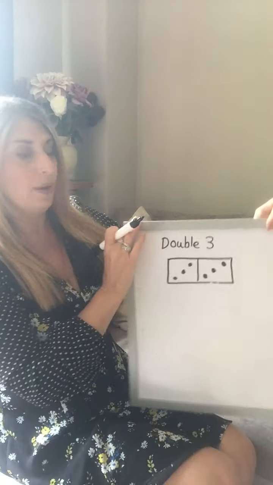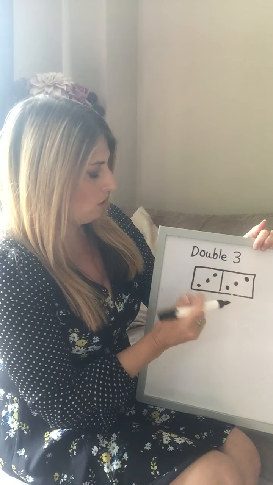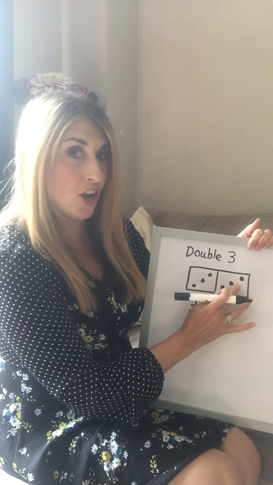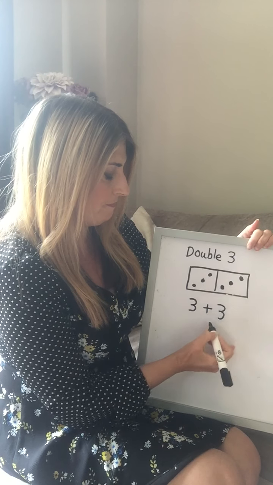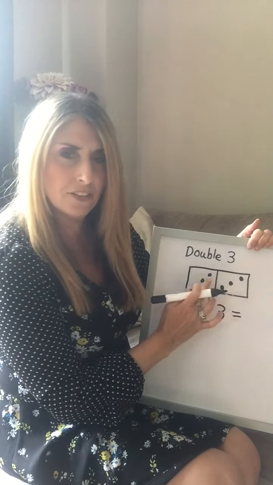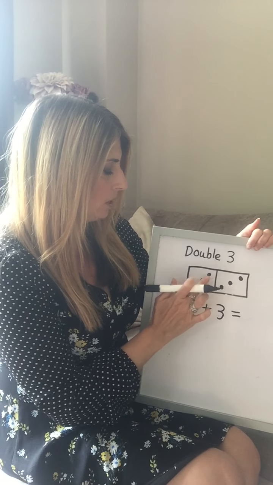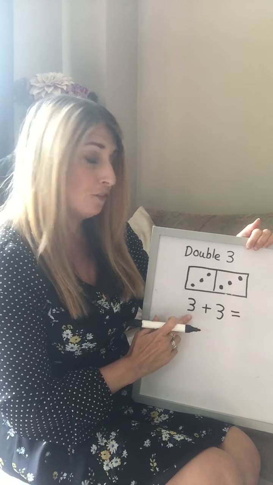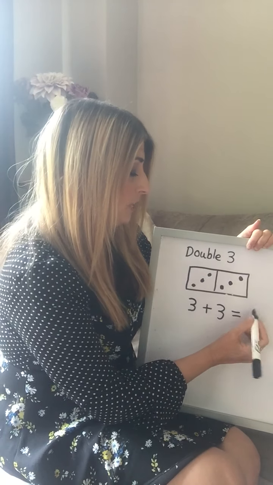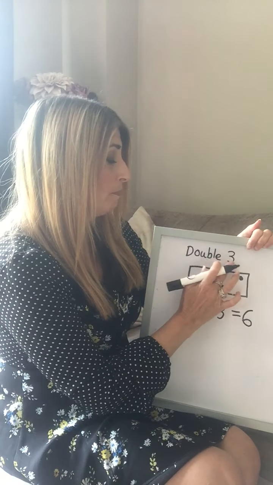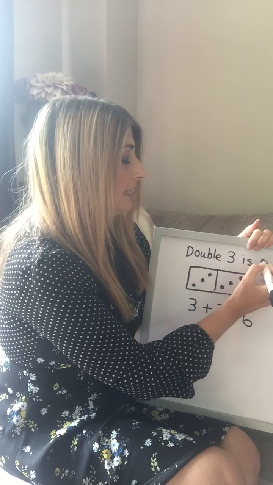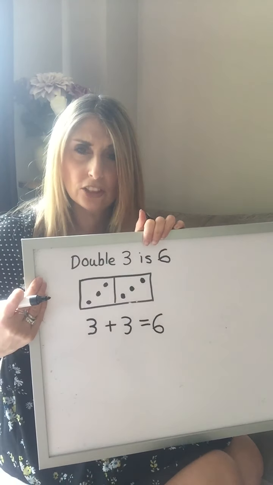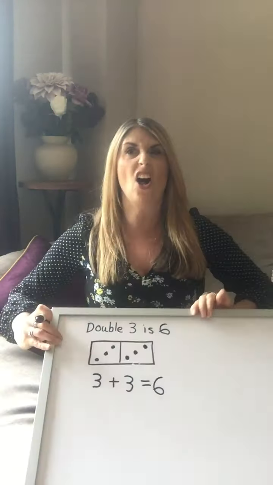Okay, so if you have got 3 and then we are adding another 3, and then if we add these all together, let's see, 1, 2, 3, 4, 5, 6. So 3 add 3 equals 6. So double 3 is 6. Well done, children. Give yourselves a lightning bolt.